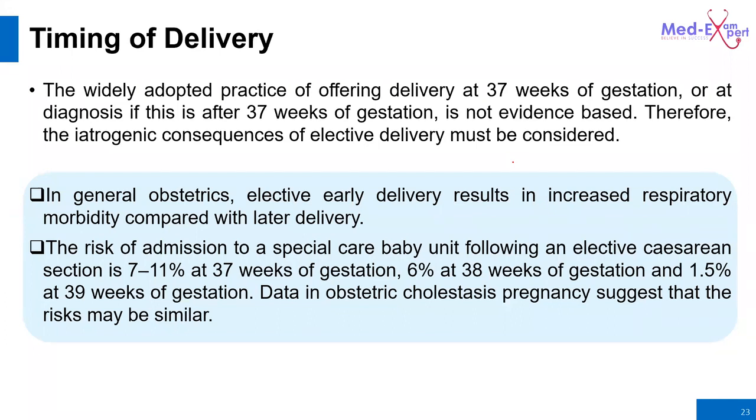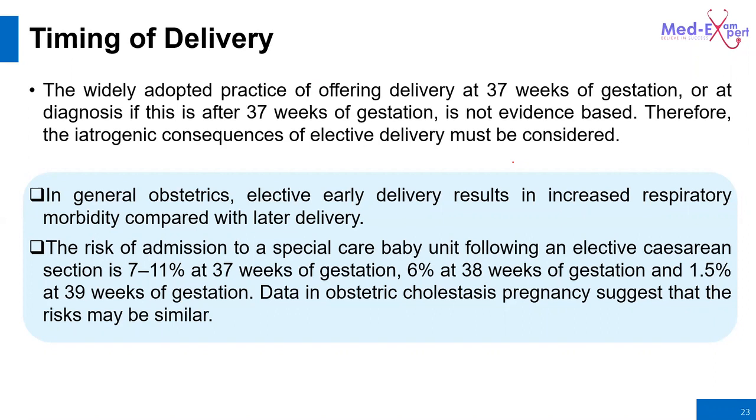Therefore, the iatrogenic consequences of elective delivery must be considered, and that's why this decision must be made after very thorough and careful counseling with the patient. You have to tell her that we are offering induction of labor at 37 weeks because we want to balance the risk of prematurity against the risk of continuing pregnancy and stillbirth. And she must share in the decision, as this is not evidence-based up till now. Maybe she wants to continue her pregnancy.